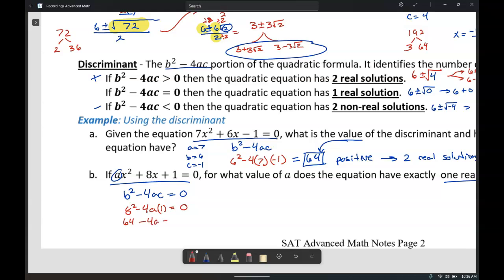64 minus 4A equals 0. Subtract 64, negative 4A equals negative 64. And we divide and we get 16. A has to be 16 in order for there to be exactly one real solution.